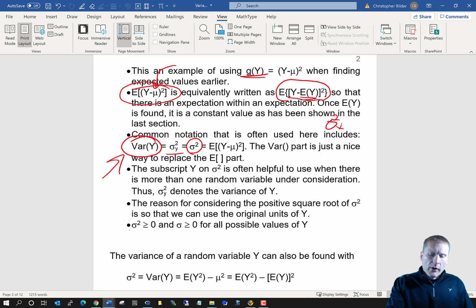Now, since we're working with squared units here, if I take y squared, of course, that has to be positive. If I take (y minus mu) squared, that has to be positive. So that means sigma squared is always greater than or equal to 0. And since sigma, the standard deviation, is the positive square root of the variance, of course, sigma is always greater than or equal to 0 as well.